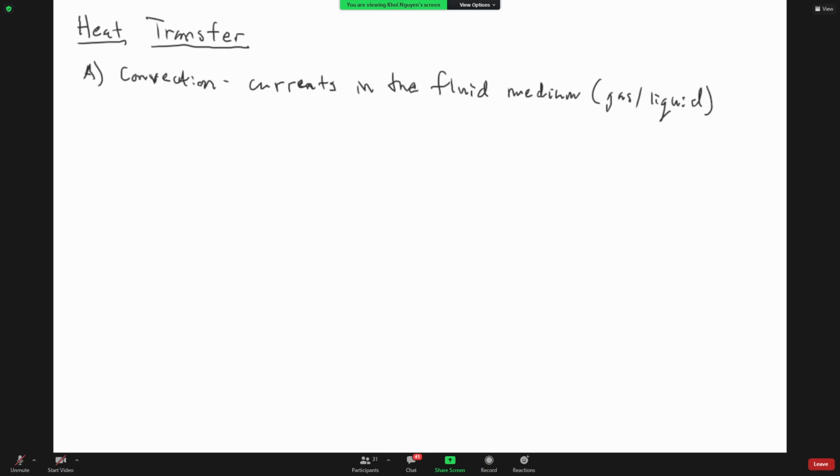The second type of heat transfer is conduction. Hopefully everyone's eaten, because every time I think of all these heat transfers, I think of cooking. Conduction is heating with a gradient, like from hot to cold, through a solid medium.